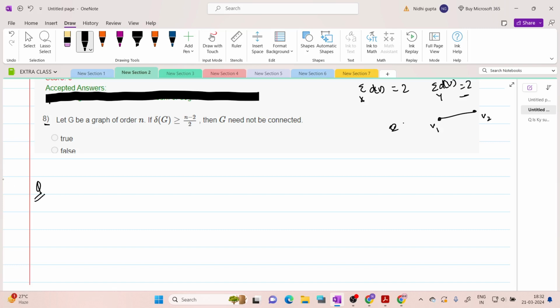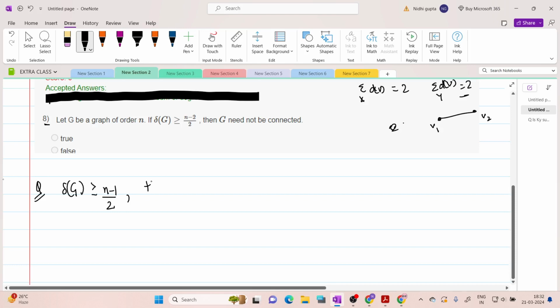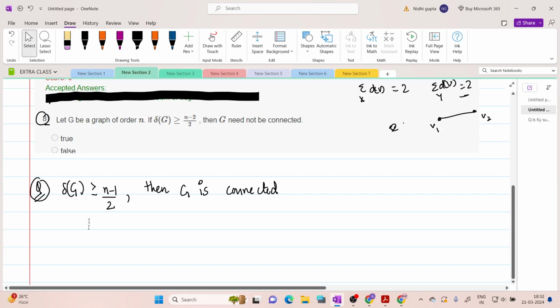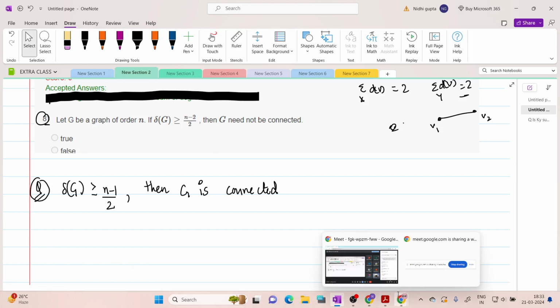And there is one related question also: suppose the minimum degree is greater than or equal to (n minus 1) by 2, then G is connected. So we have two statements, this statement and this statement. So what among these, which statements are true and which are false, or are both true? What do you think?